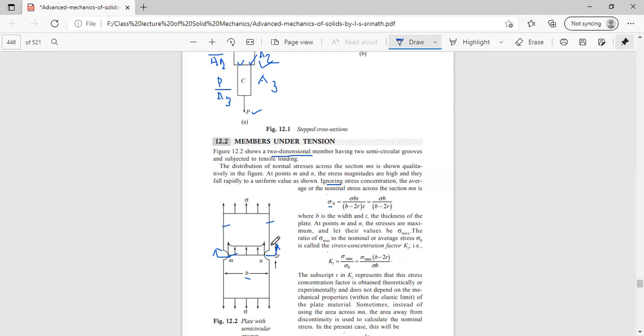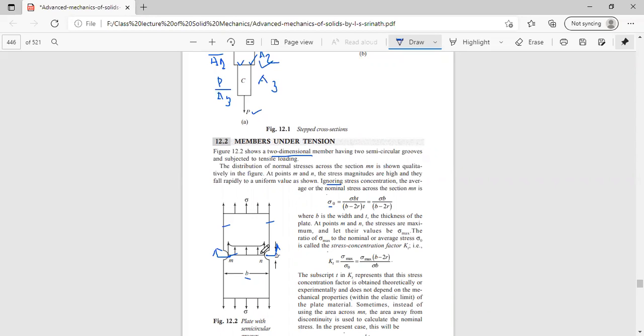Now, at the points M and N, this is actually the average stress, not the maximum or minimum stress itself. Here we have to see that the stress at the point M and at the point N are maximum, and let their value be sigma max. This sigma max may not be equal to sigma 0. Sigma 0 is the average stress throughout the length of the cross-section.